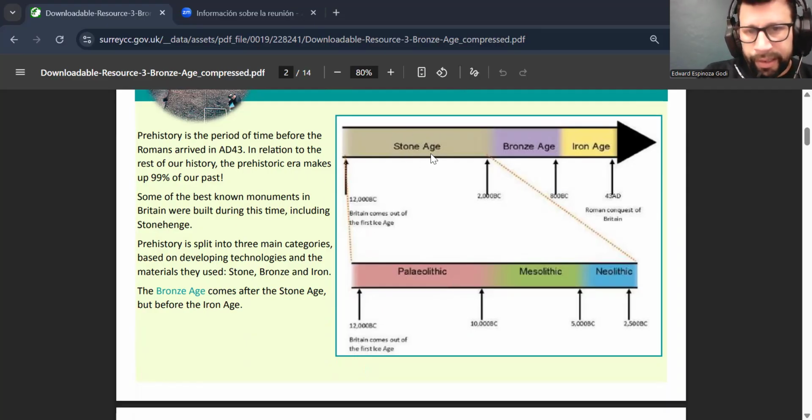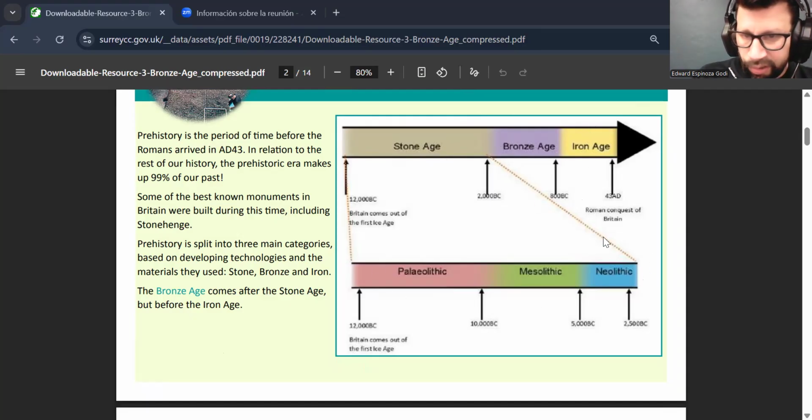So we have what is known as the Stone Age, which ranges from 12,000 BC, before Christ, to 2000 BC. That's basically the timeline of this first main category. We also have what we'll be looking into in Unit 2, which is the Bronze Age, roughly from 2000 BC to 800 BC. And finally, our last category or age is the Iron Age, which is roughly from 800 BC to 43 AD. The Bronze Age comes after the Stone Age, but before the Iron Age.